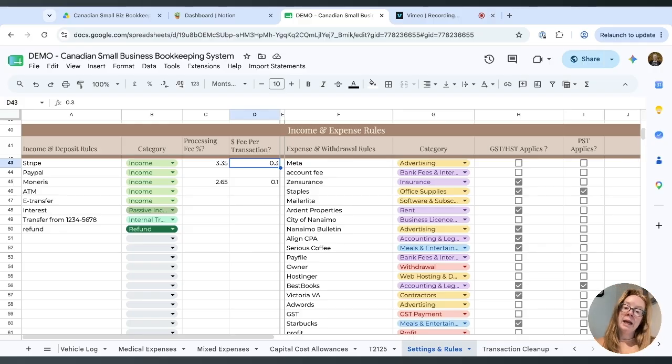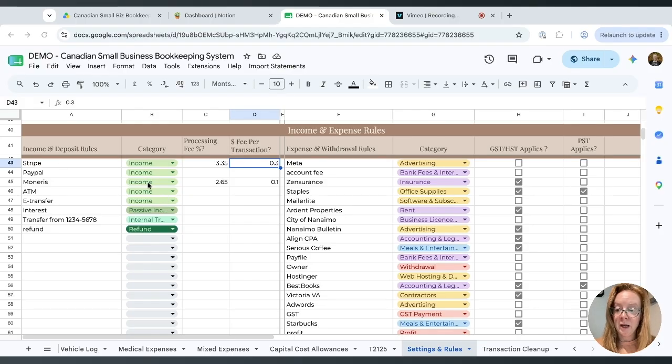Now, if you have an account where you get charged for every e-transfer that gets deposited into your account, maybe your bank charges you 50 cents or $1 per deposit, you don't record that as a processing fee here. You will record that as an expense, as a bank fee and interest expense. We'll get to that when we get to the withdrawals video, but I just wanted to point that out here just so there wasn't any confusion. You will record that as an expense, but not a processing fee. Hopefully that's clear.